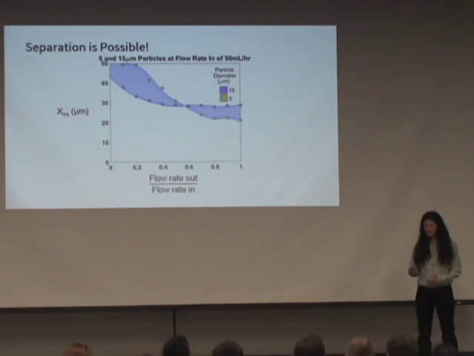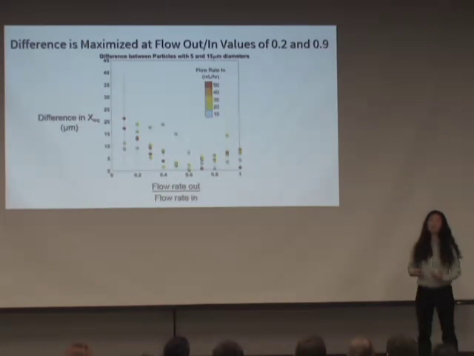We want to vary that to see what else happens. So if I take this difference between the 5 and 15 and plot that for different flow rates, I get this. Each color represents a different flow rate in, and the height of each marker represents the difference in 5 and 15, the physical difference.